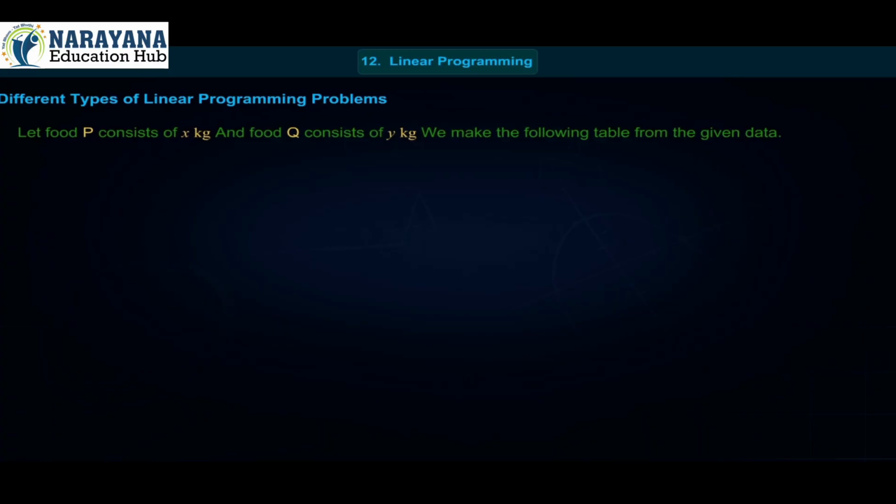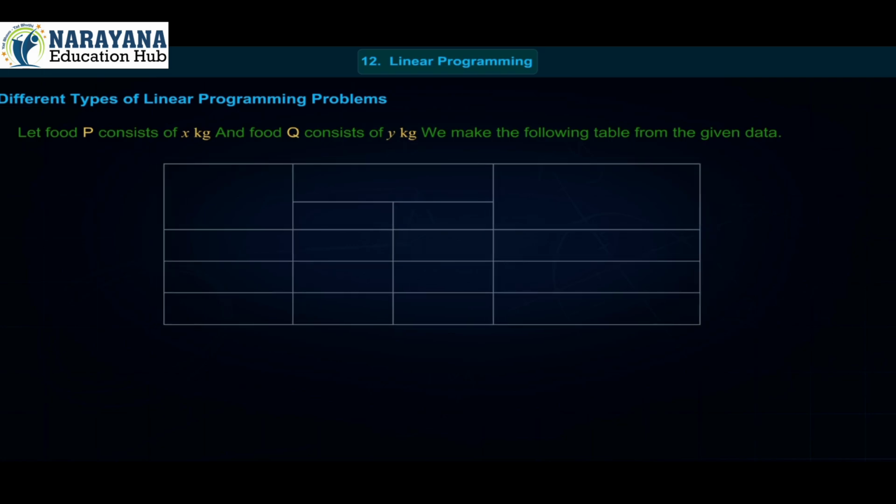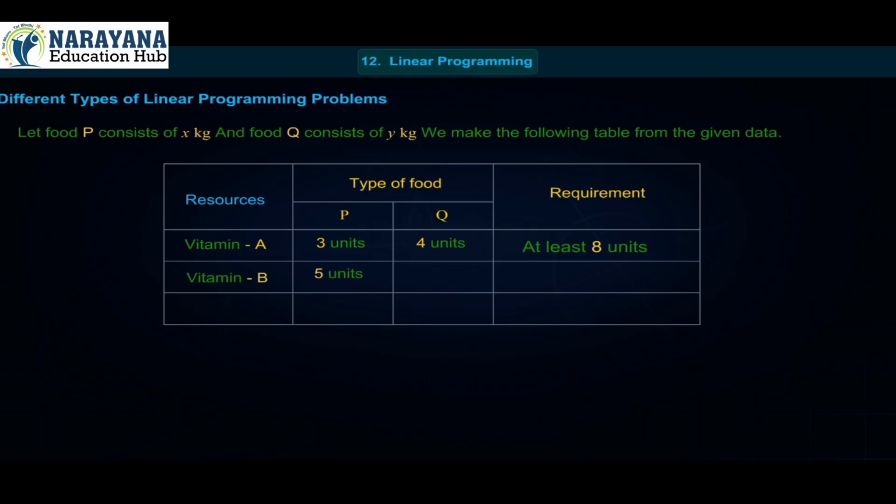Solution. Let food P consist of x kilogram and food Q consist of y kilogram. We make the following table from the given data. Resources: vitamin A, type of food, P 3 units, Q 4 units. Requirement: at least 8 units. Resources: vitamin B, type of food, P 5 units, Q 2 units. Requirement: at least 11 units. Cost: rupees per kilogram. Type of food, P rupees 60, Q rupees 80.